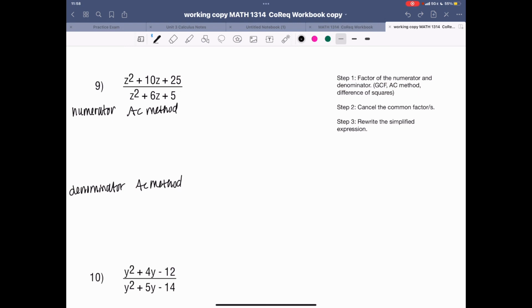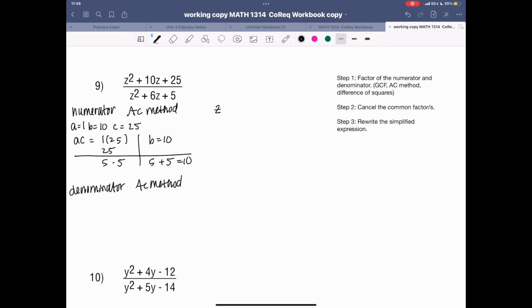So what we're going to do is step number 1. We're going to factor the numerator and denominator, and for both of these we're going to do the AC method. So a equals 1, b equals 10, c equals 25. AC is 1 times 25, which is 25. b equals 10. So that means our factors of 25 are going to be 5 and 5. So 5 plus 5 equals 10.